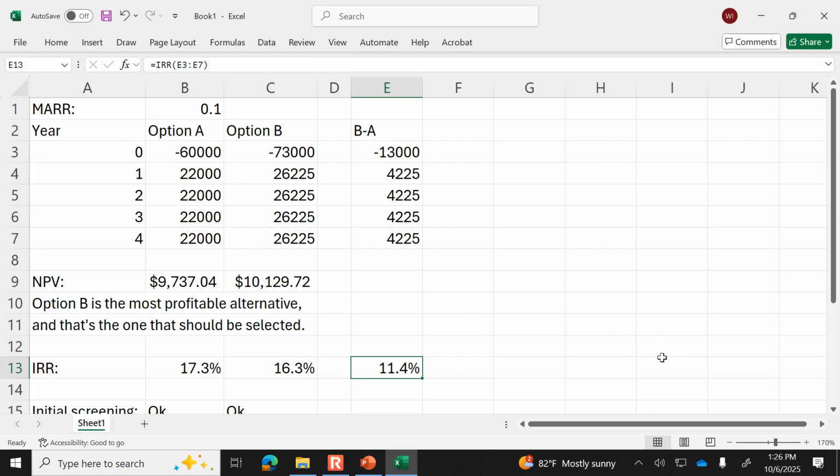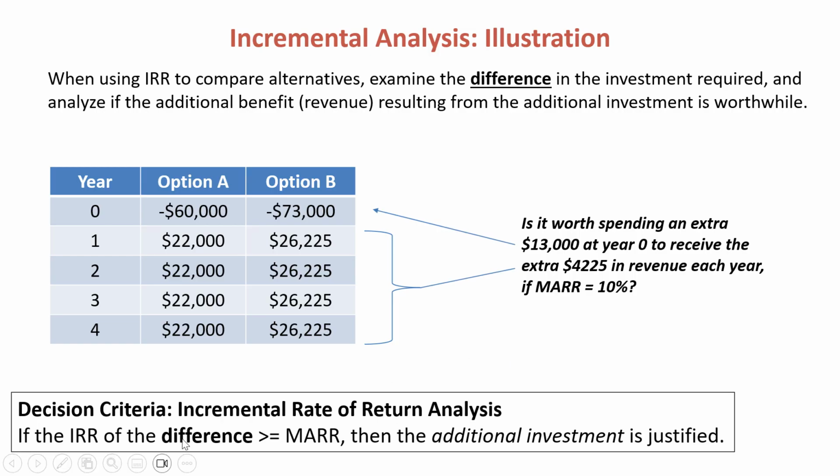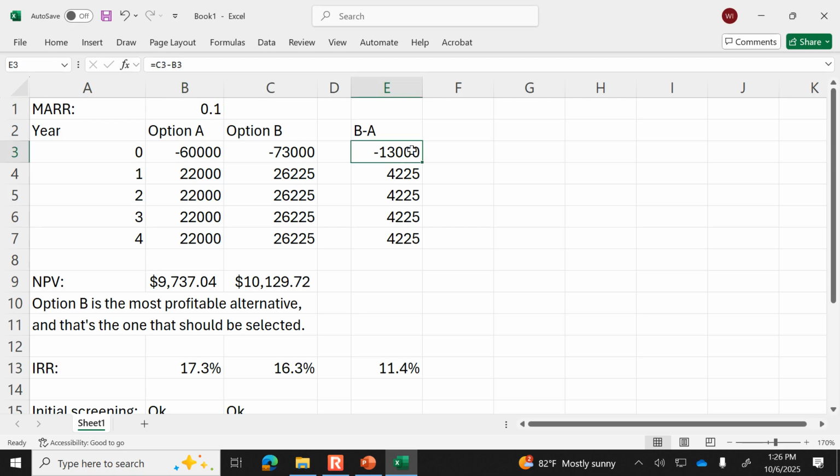Keep spending, keep borrowing, as long as your rate of return is greater than the MAR. And so back to the decision criteria here. The decision criteria says if the IRR of the difference is greater than or equal to the MAR, then the additional investment is justified. So in our example, why is it okay to spend an extra $13,000 on the more expensive piece of equipment when we could have gotten away with buying the cheaper equipment? Why should we spend an extra $13,000?